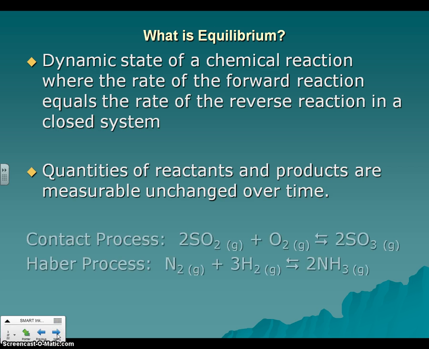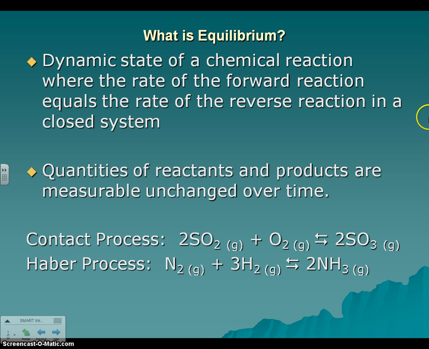Here are a couple of examples of what a reaction at equilibrium looks like. The first one is called the contact process. It's a huge industrial process involved in manufacturing sulfuric acid, which is used in fertilizers, paints, detergents, fibers, and as feedstock for other chemicals. The Haber process is also used in the manufacture of fertilizer and, importantly, in the production of nitric acid, which can be used to make all kinds of different explosives. So these are both economically very important reactions, and are reactions that are found at equilibrium.